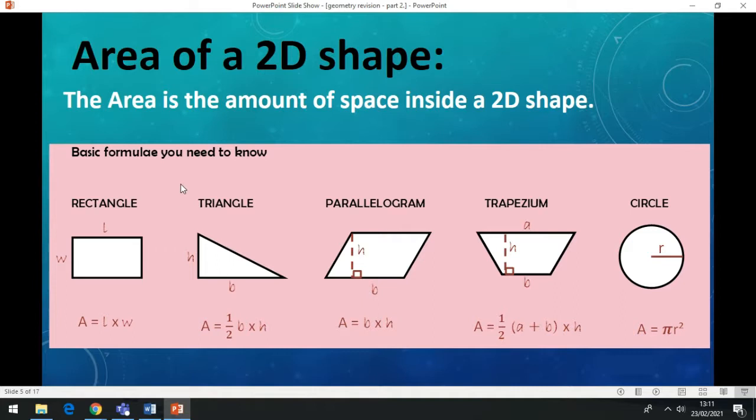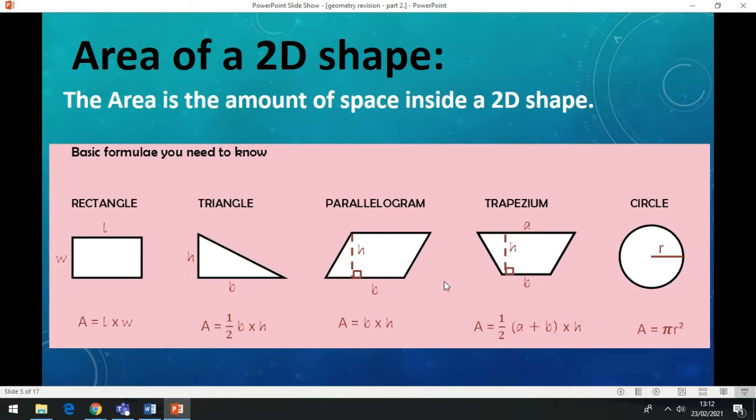Area. Now the area of a 2D shape, these are the two-dimensional shapes that you will need to know. All other shapes can be made up from these shapes. Okay, so we've got rectangle, we should all know the area of the rectangle is length times width. Triangle, base times height, and that is perpendicular height, divided by 2. Another way of writing that is half times base times height. Base times height divided by 2.